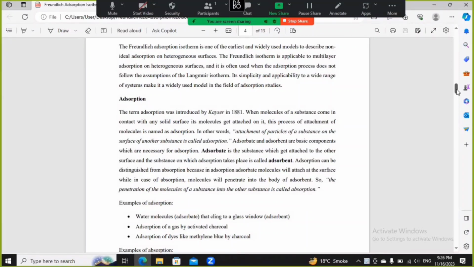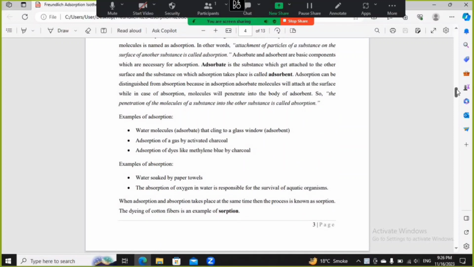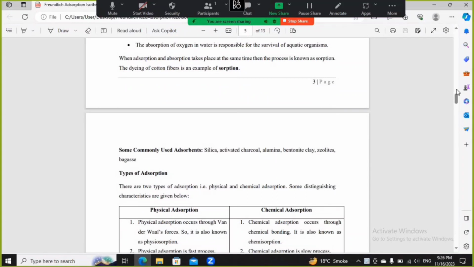While both of these are different terms, absorption is the penetration of the molecules of a substance into other substance. Examples of adsorption include water molecules that cling to a glass window, adsorption of a gas by activated charcoal, adsorption of dyes like methylene blue by charcoal. Examples of absorption are water soaked by paper towels. The absorption of oxygen in water is responsible for the survival of aquatic organisms. When adsorption and absorption take place at the same time, then the process is known as sorption. The dyeing of fibers is an example of sorption. Some commonly used adsorbents include silica, activated charcoal, alumina, bentonite clay, zeolite, bagasse, etc.